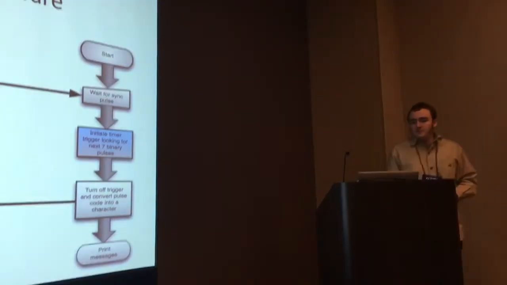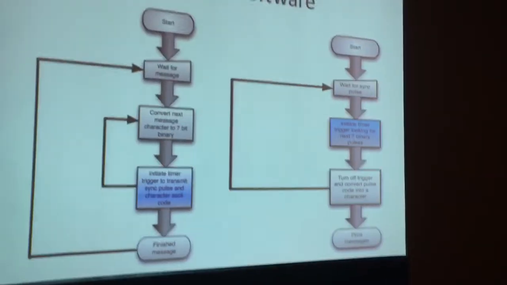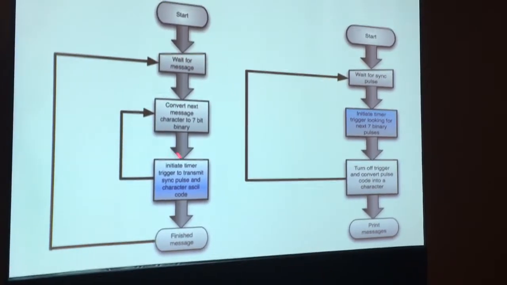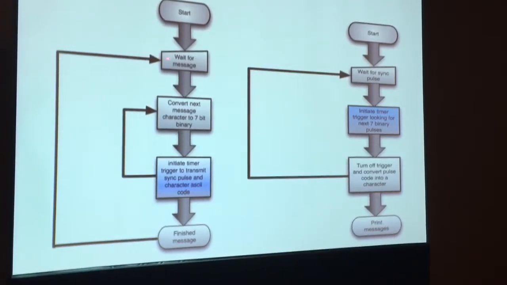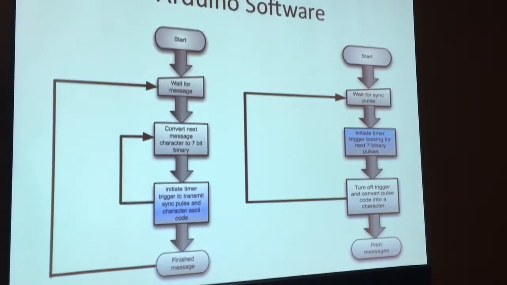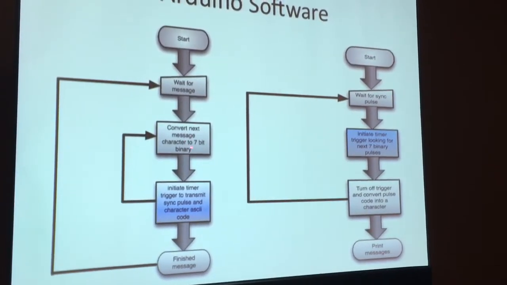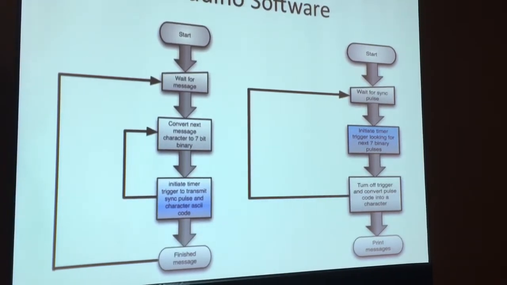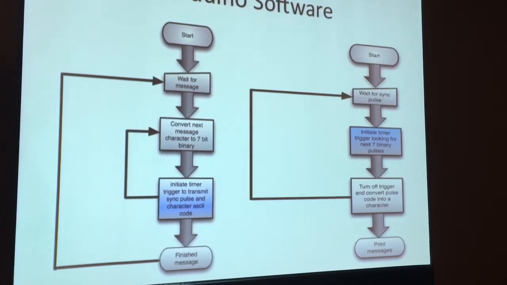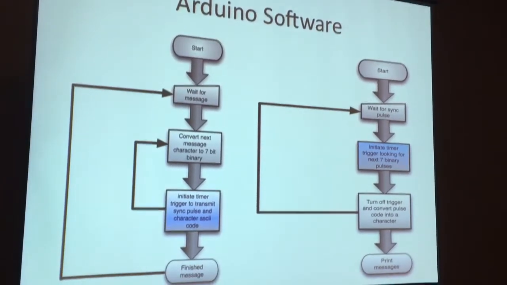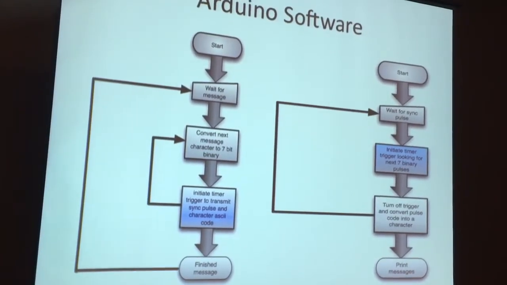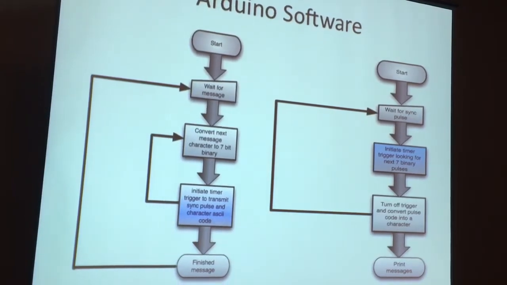Here we have a little flow chart of how each of the programs work. Over here on the transmitting side, once you start it, it's just sitting there waiting for you to type a message in. Once you've done that, it converts that message into 7-bit binary packets. Then it initiates a timer interrupt trigger and starts sending each character in the binary code. And then once it's finished with all that, it's done.